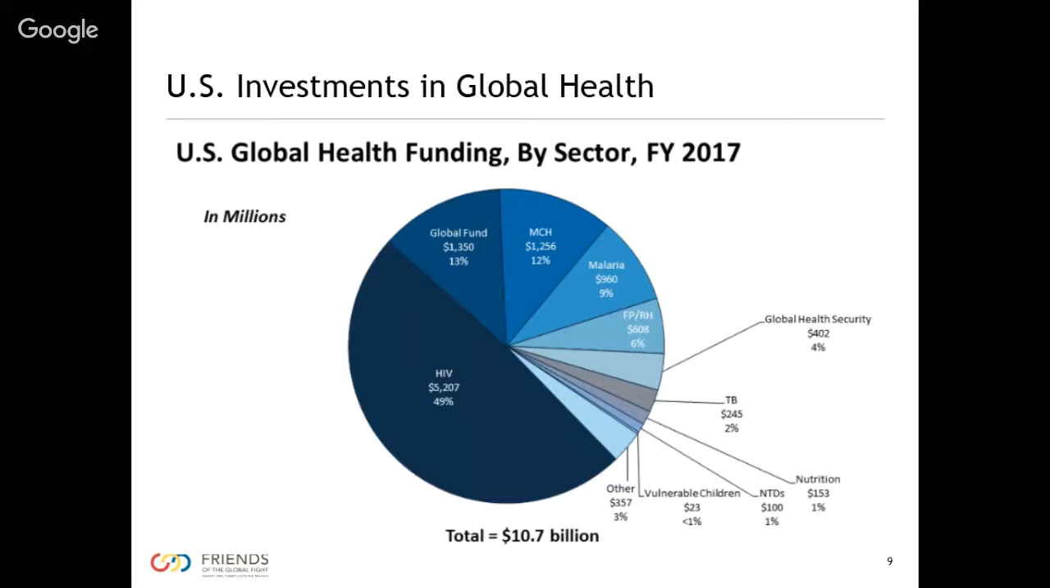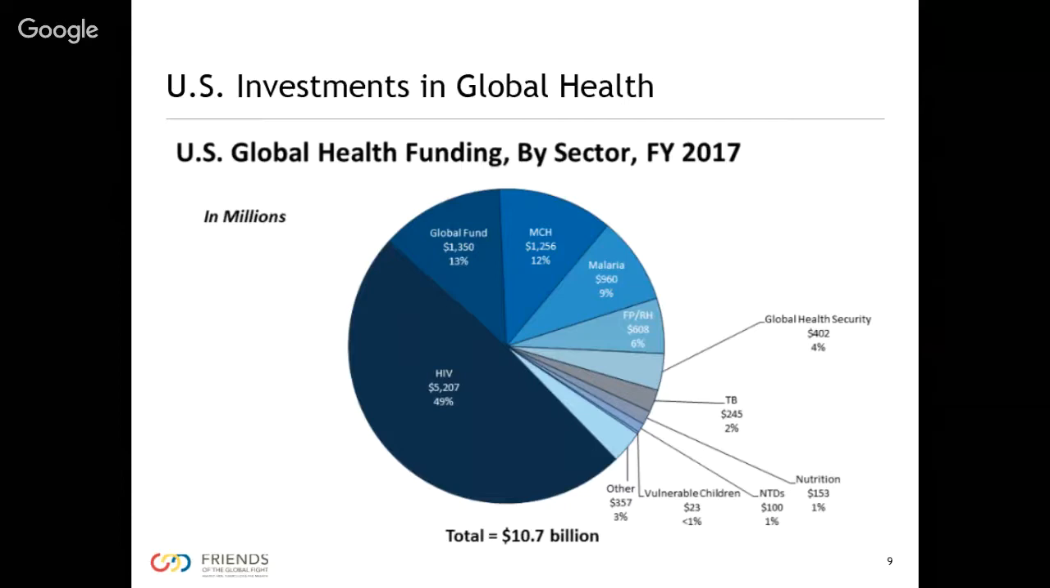So here we have a chart that shows U.S. global health funding by sector in FY 2017. The FY 18 omnibus has similar levels, so this chart shows a pretty true depiction of current levels of spending in global health. While very little of our budget goes to global health, it's important to understand what part of the budget goes to which particular global health programs.